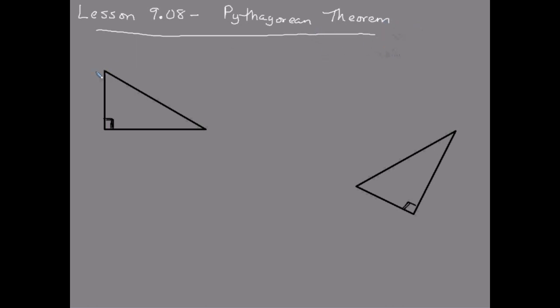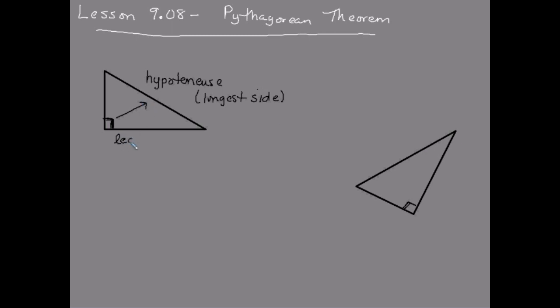And the way this works is that in a right triangle, we have a 90-degree angle, and the 90-degree angle is directly across from the longest side of the triangle called the hypotenuse. And the hypotenuse, again, is the longest side of the triangle. Now, the other two sides of the triangle are known as the legs.